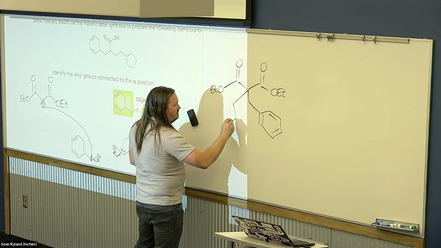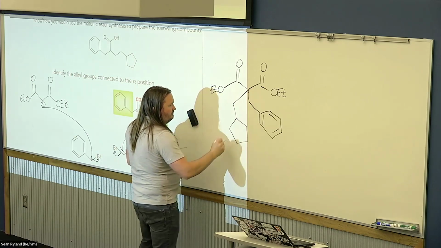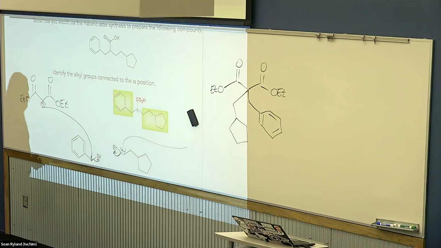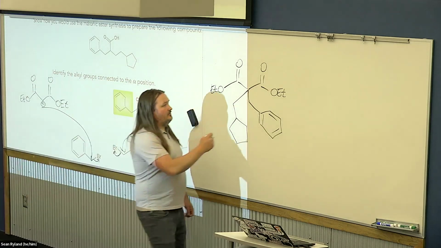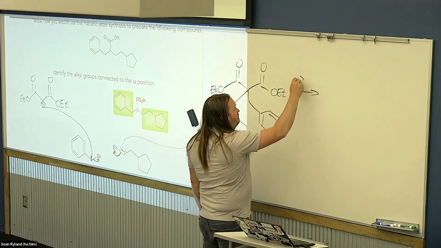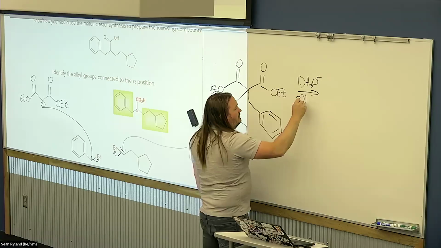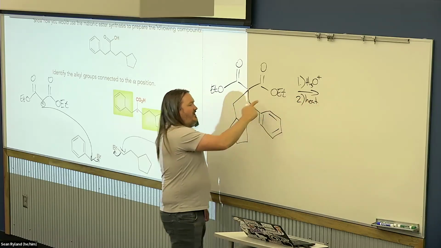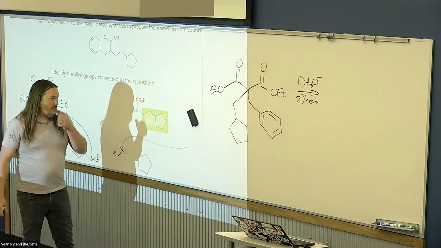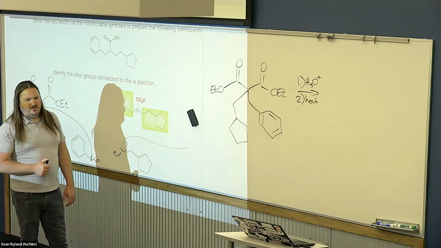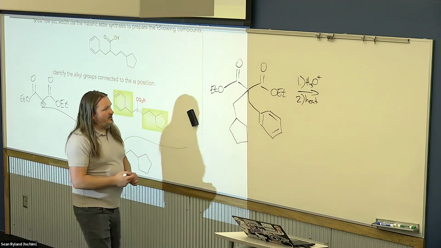Once we get here, we can't do it a third time because we're out of hydrogens. Even if we wanted to, we couldn't do that. Then we can just use a little bit of acid. We convert the esters to acid form, and then we just heat it, and we get decarboxylation.